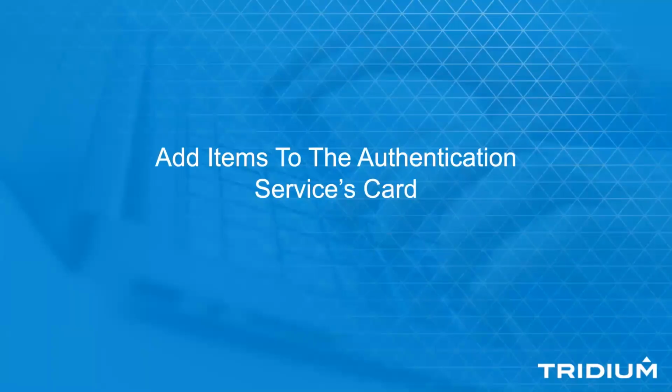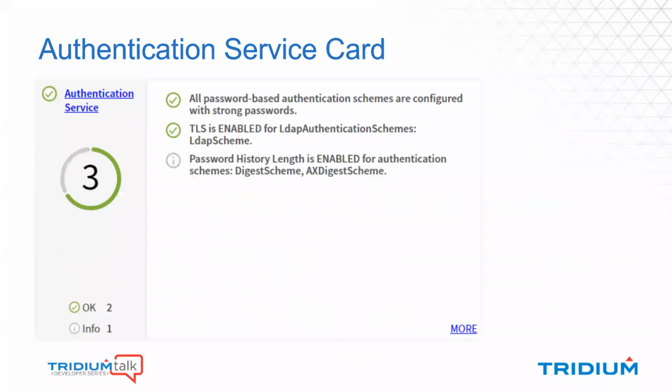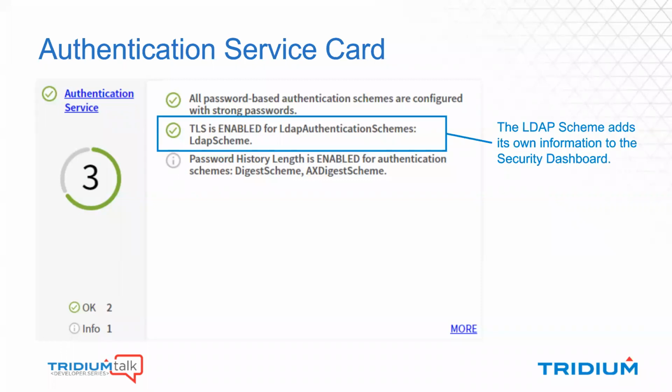All right, so we know what items and cards are. Let's go ahead and use the dashboard API to add some items for our OpenID Connect scheme to an existing card. As it happens, we have the perfect card to add to: the authentication service card. You can see on here that other existing authentication schemes already add their own items to it. In this case, I've added an LDAP scheme to my station, and it is adding its own item to the card.